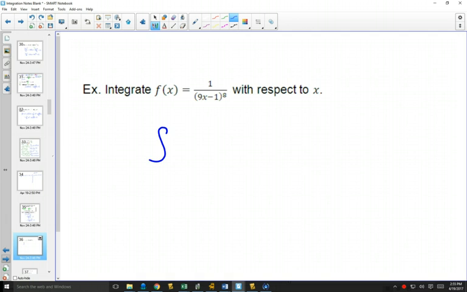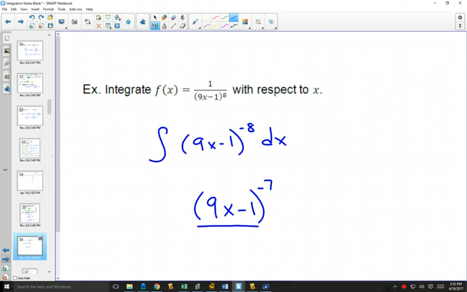So again, just like with derivatives, we take a moment to rewrite things in a form that we can integrate. And now, add 1 to the exponent, divide by that. You would have a chain rule, so the opposite would also mean we'd have to divide by 9 plus c.